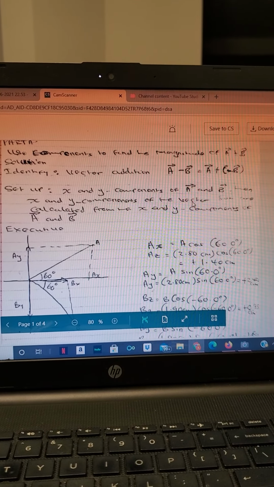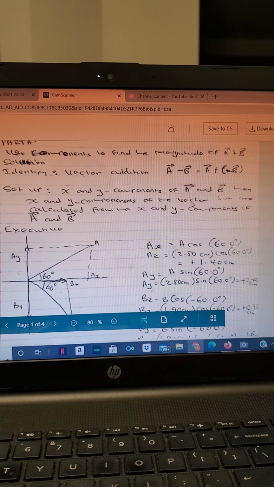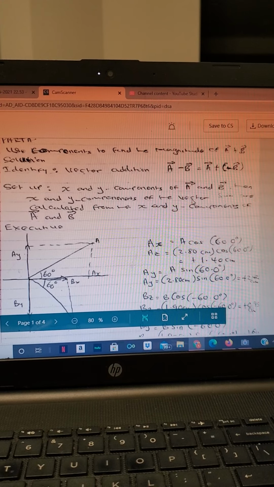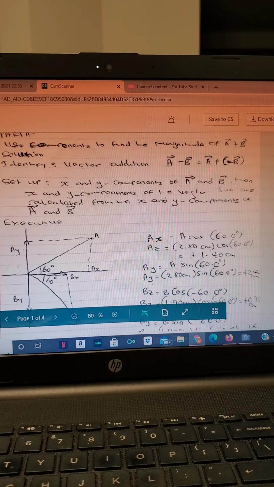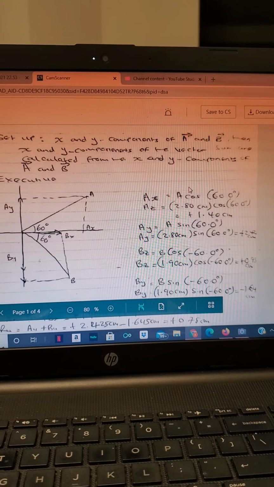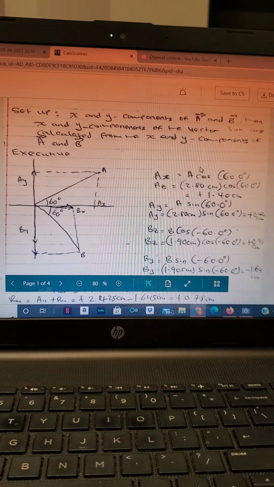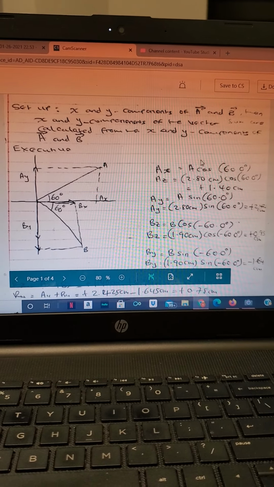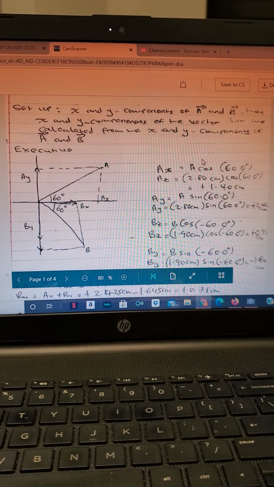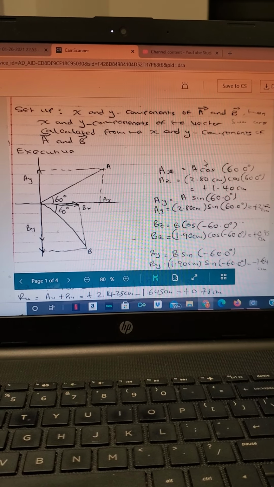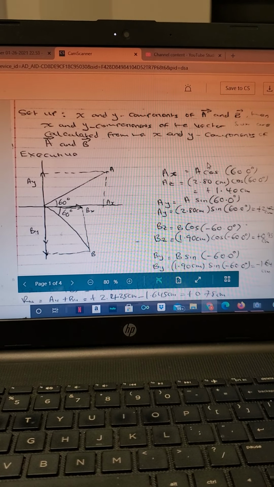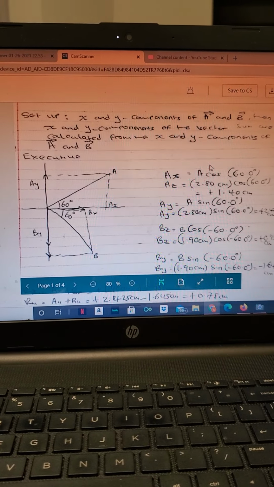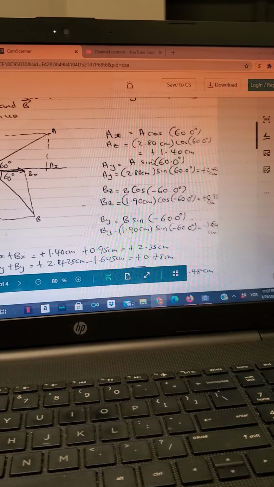I'll first of all set it up by calculating my x and y components of vector A and vector B. By calculating that, I made a sketch graph, where we're told that the first vector, which is vector A, is placed in the first quadrant, and the last one, vector B, is in the fourth quadrant. So these are my calculations.